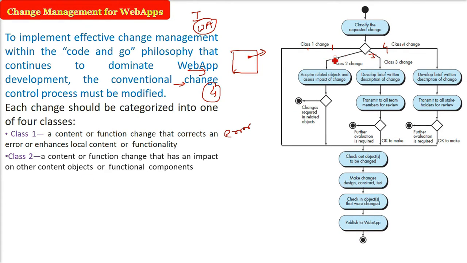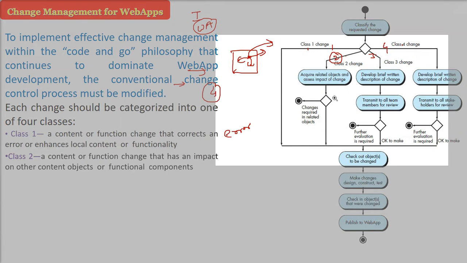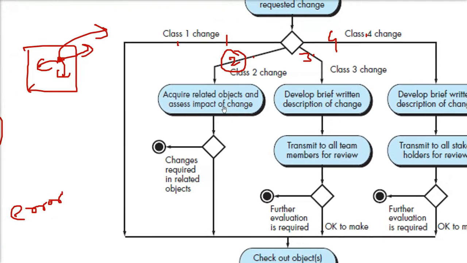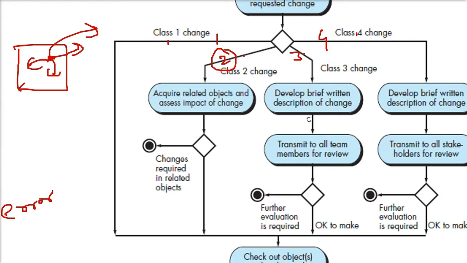Now coming to change class 2. In class 2, we are trying to change or modify content and function that has an impact on other content objects or function objects. There are certain objects which are related to this object. So when we do this, we have to take a different action. For a class 2 change, we have to acquire related objects and assess the impact of the change. That is, how changing this content is going to affect the other related objects. Changes required in related objects can be done, or the normal flow goes to checking out the objects later. This is class 2.